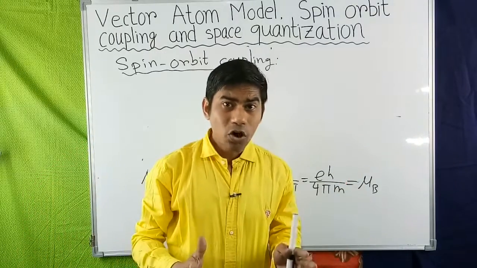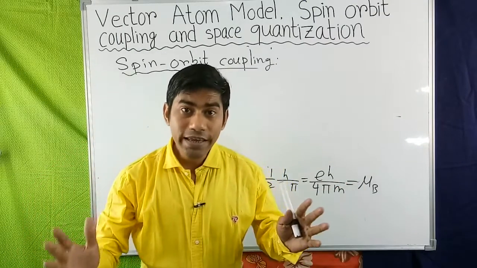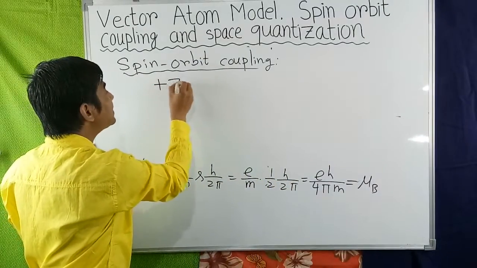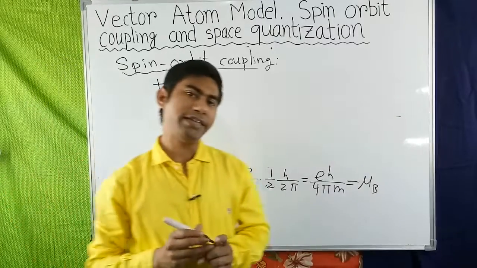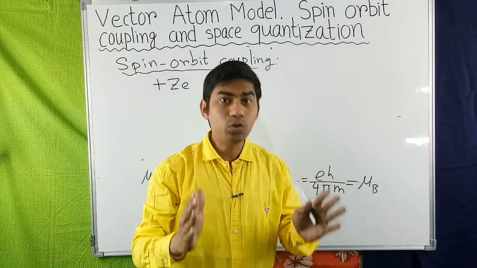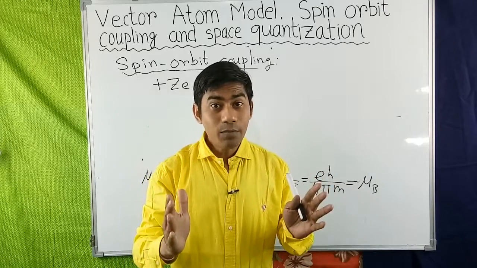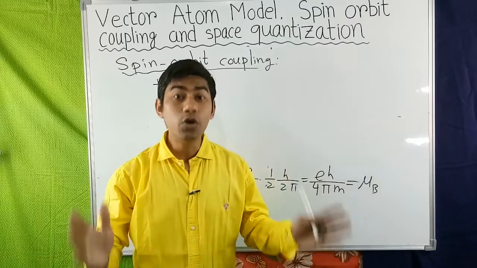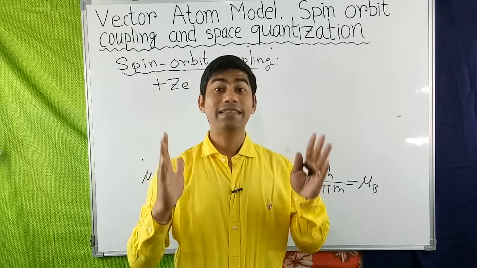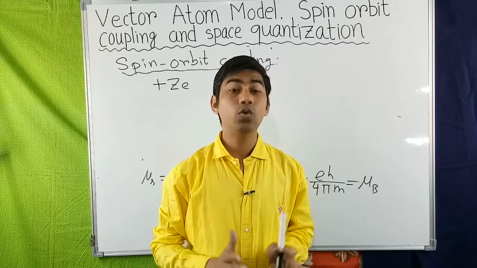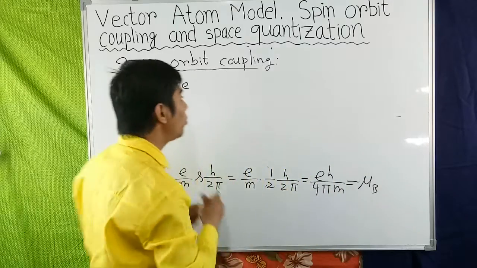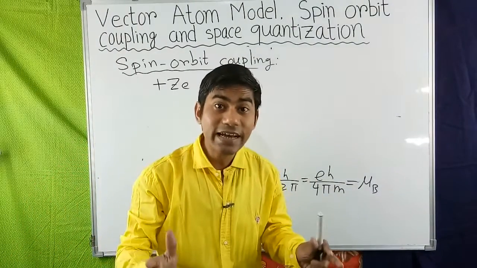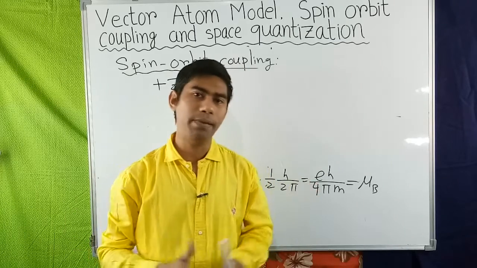An electron in an atom moving in an orbit finds the nucleus of charge plus Ze moving around it. Relative to the electron, the orbital motion of the nucleus produces a current loop which produces a magnetic field, and that magnetic field interacts with the spin magnetic dipole moment mu s of the electron. This interaction is called spin orbit coupling.